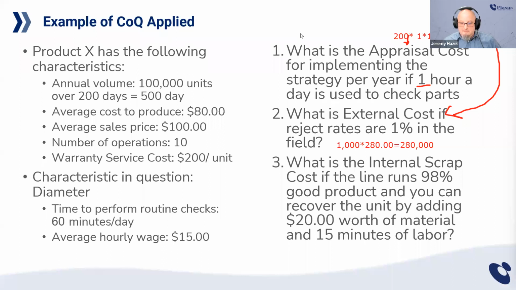Now, the other way this works: what is the internal scrap cost? The line runs 98% good product. So every year, 2,000 units are going to go to the hospital, and we're going to multiply those by $20 worth of material and 15 minutes of labor, which is $3.75. This makes the internal cost $47,500 annually. So the conversation my quality group is having is, if you allow me to do the diameter check, I stand between you and $47,000 of scrap or $250,000 in warranty.